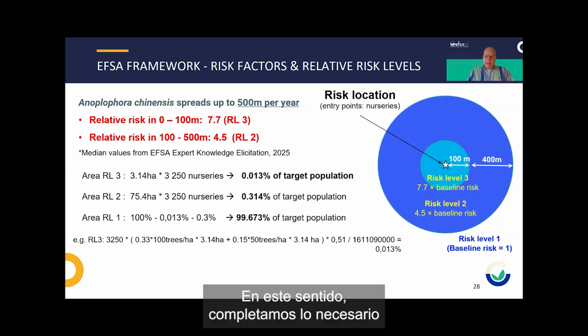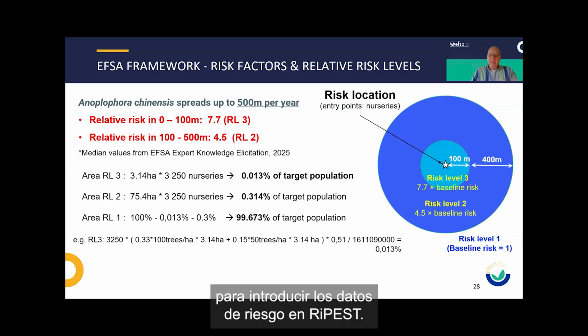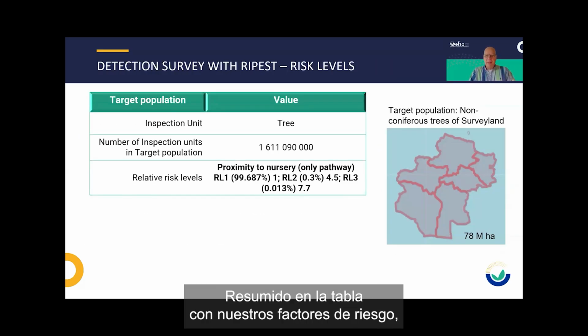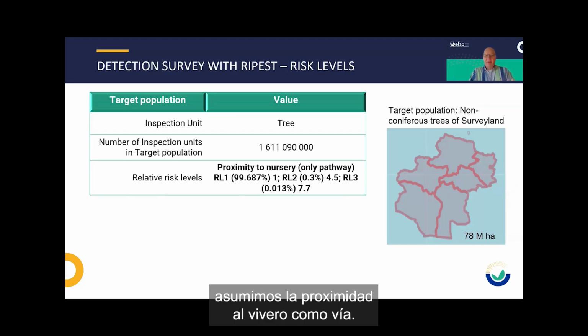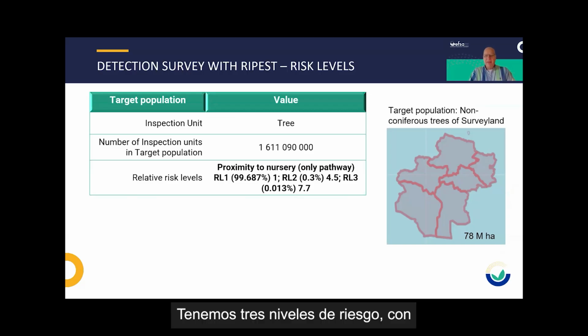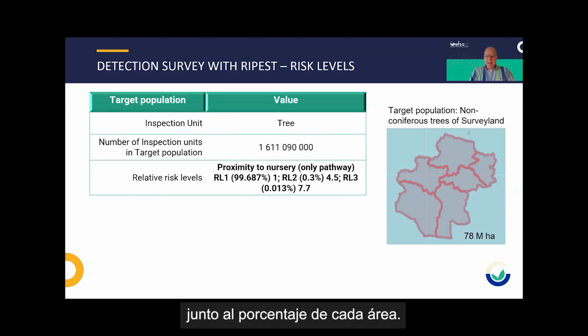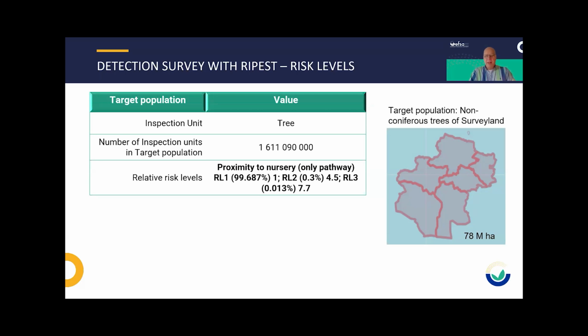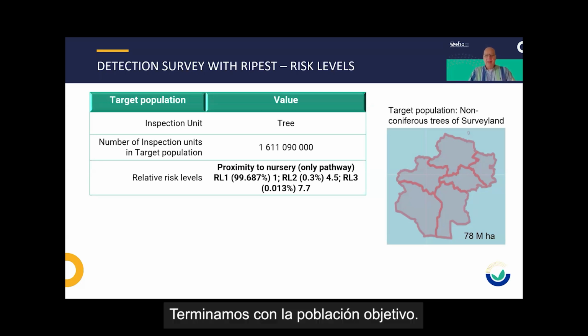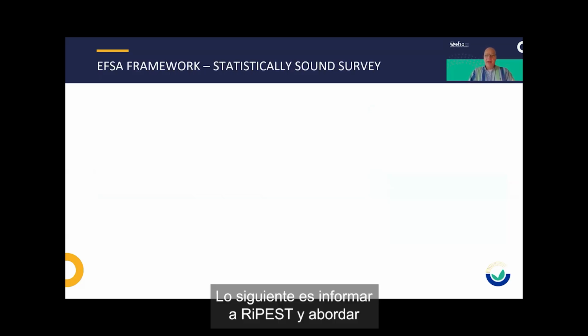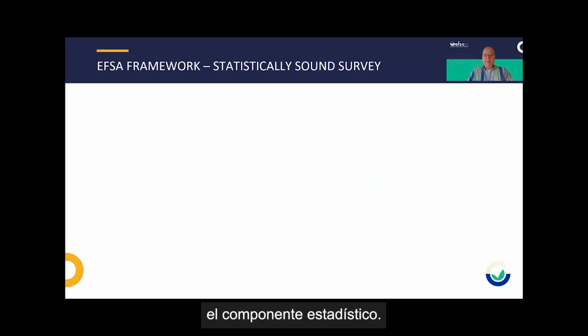So in this regard, we have now done everything we need to feed the risk data into Ripest, and I have summarized this here in the table. Our risk factor is proximity to the nursery as the only pathway we assume, and we have 3 risk levels with the relative risk of 1, 4.5 times, and 7.7 times, and the associated percentage of the area. Now we are finished with the target population. The next part of informing Ripest is addressing the statistical component.